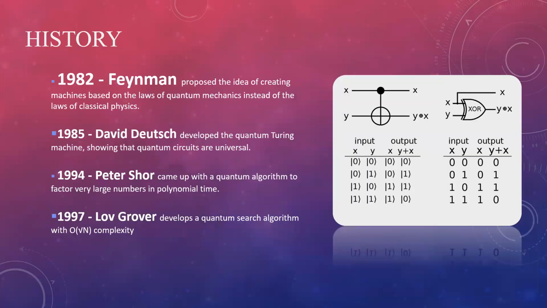Coming to history, in 1982, Richard Feynman proposed the idea of creating computing based on the laws of quantum mechanics instead of the laws of classical physics. He is the first scientist who said there is another field, quantum computing, which can be implemented at subatomic levels. In 1985, David Deutsch developed a quantum Turing machine showing that quantum circuits are universal.